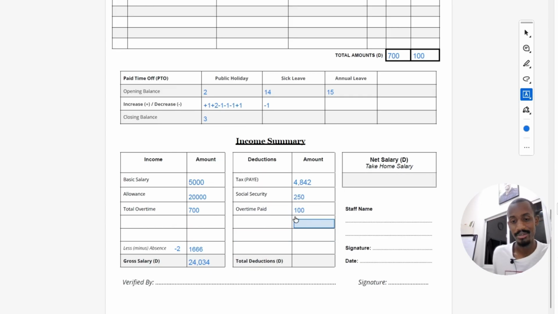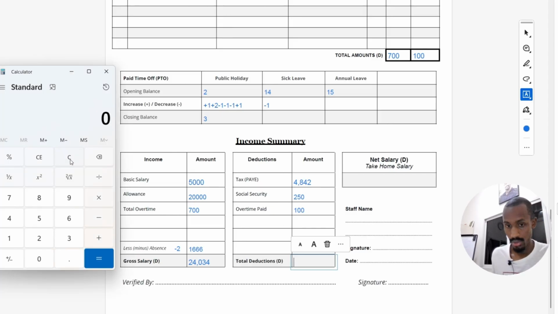All right. And some people think that if I take all my overtime, it will not be taxed. No, it will be taxed. It will reflect here, and it will increase your gross salary, and your PAYE will be more. All right. So now, how much is my total deduction? My total deduction is the addition of these things. Let me use the calculator and now calculate: 4842 plus 250 plus 100 equals, what am I doing? No, no. Let me do it again.